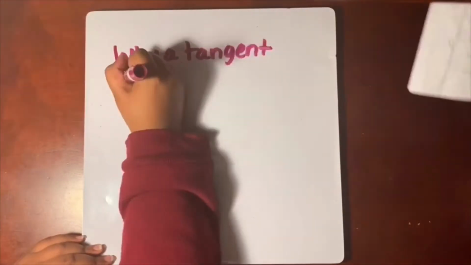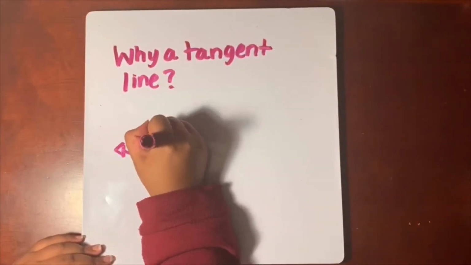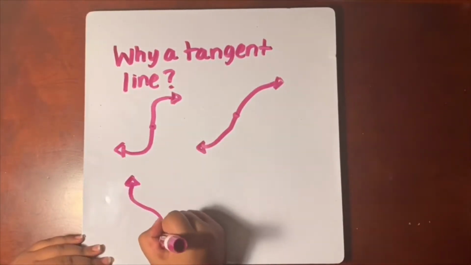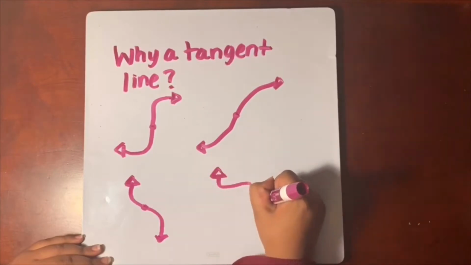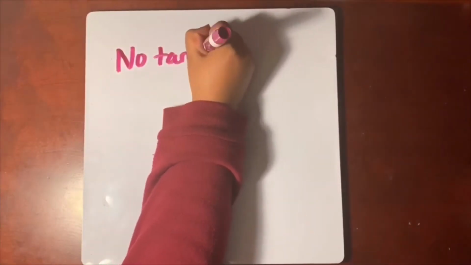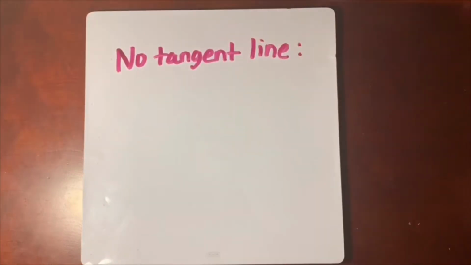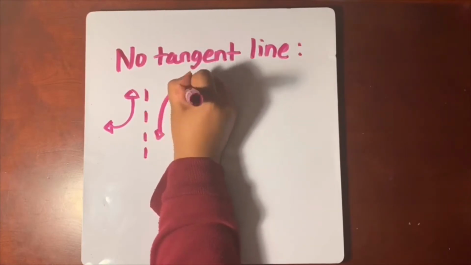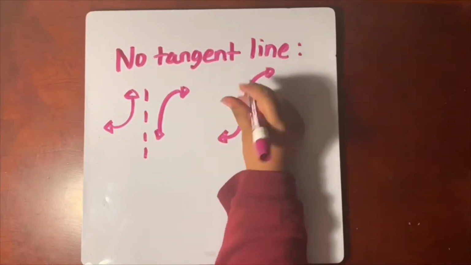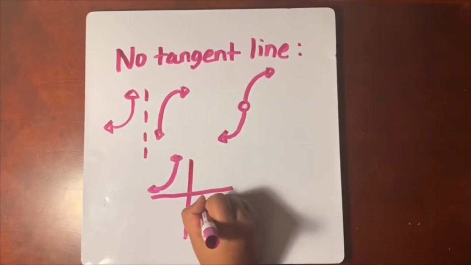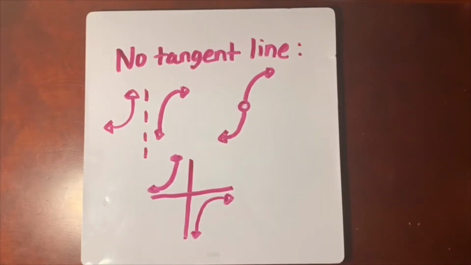So, why a tangent line? Well, f needs a tangent line at x is equal to a to prove that f is continuous at x is equal to a. Therefore, if there is not a tangent line of f at x is equal to a, then we know that f of x is not continuous at x is equal to a, meaning there could be no point of inflection at x is equal to a.